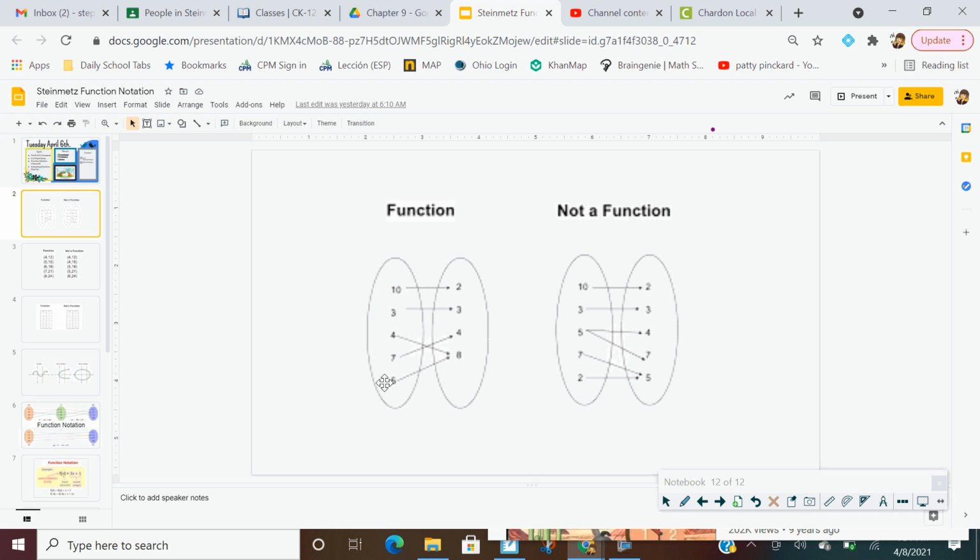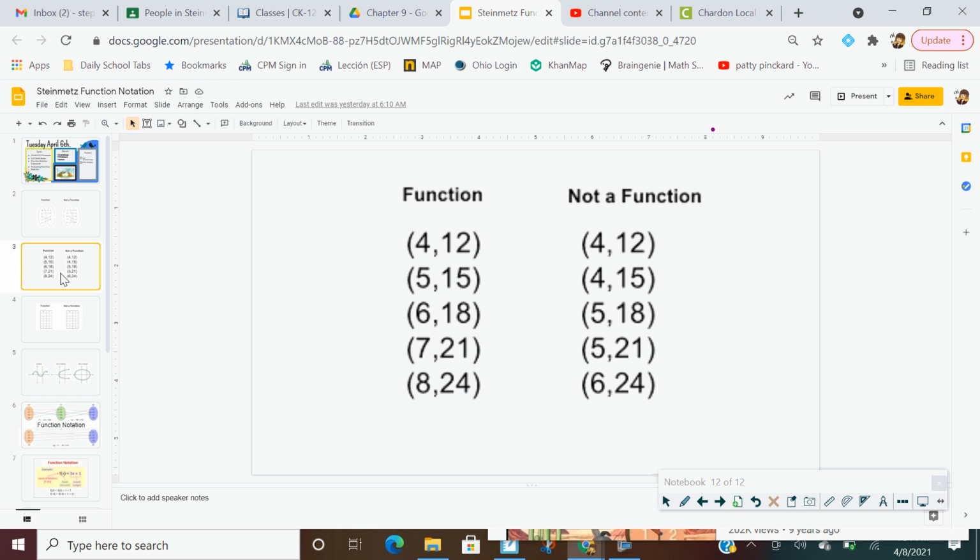So just because 4 and 5 both equal 8, there's no 4 that equals a different number than 8 or a 5 that equals a different number. The second example is not a function because if you notice the 5 equals both 4 and 7. So one number from the input can't equal two different outputs. These are examples of ordered pairs functions. So a function, all the x values are different and they have different y values. For not a function, the two 4s have different y values and the two 5s also have different y values. So that makes it not a function.